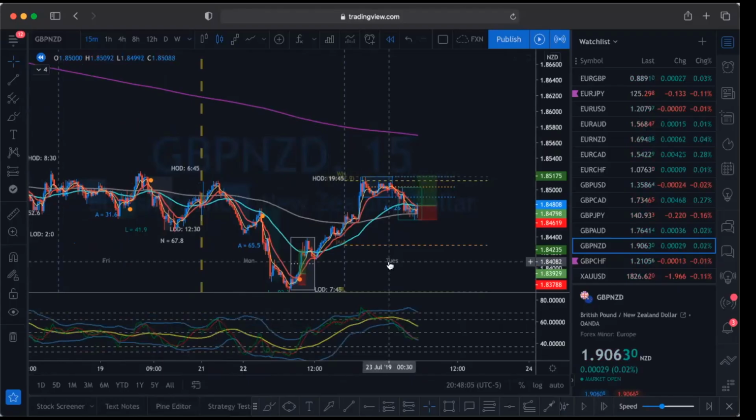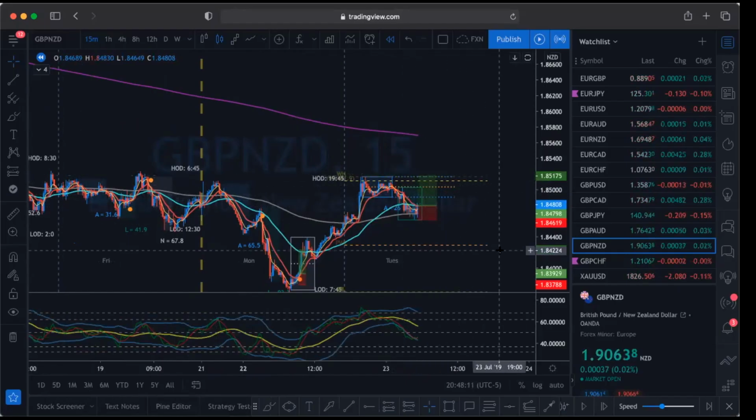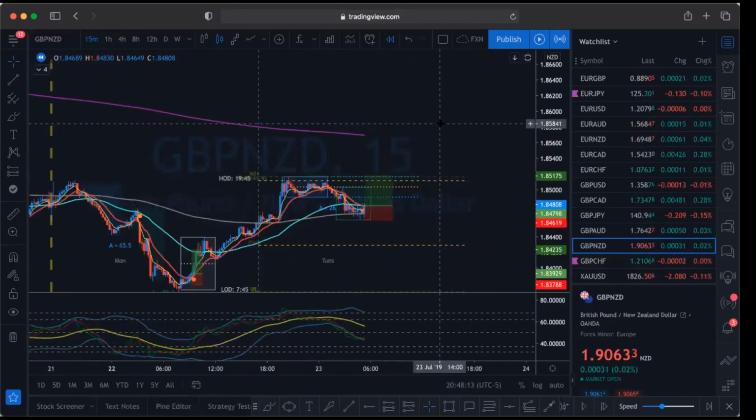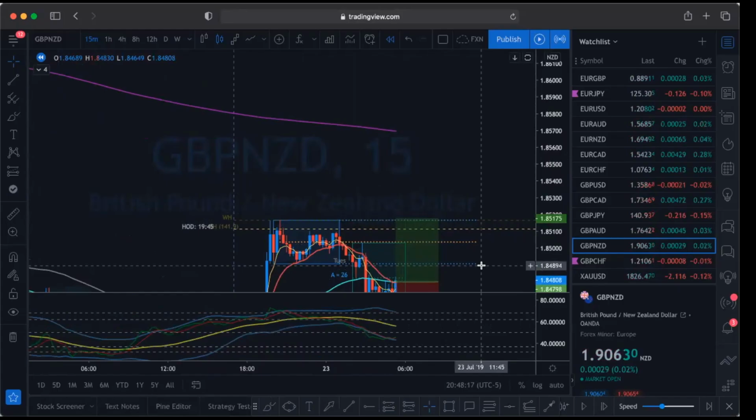So you want to clear yesterday's high, and then anything after that is a gift. Free money.